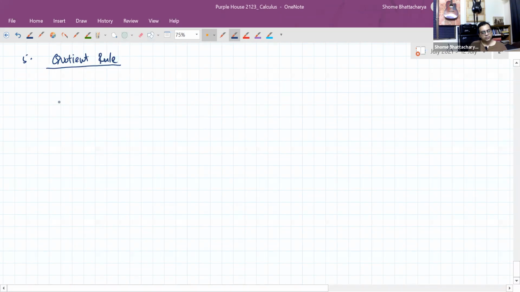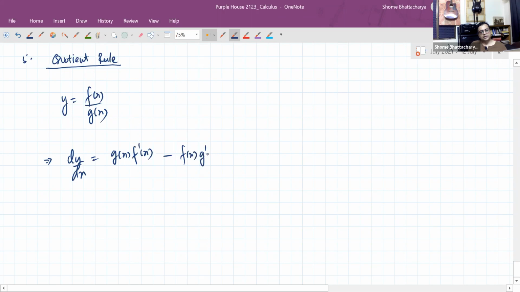This one is a bit complicated. If y is expressed as the division or the quotient of two functions, then dy by dx is given by this rule. It is denominator multiplied by differentiation of numerator minus numerator multiplied by differentiation of denominator, divided by the denominator whole squared.